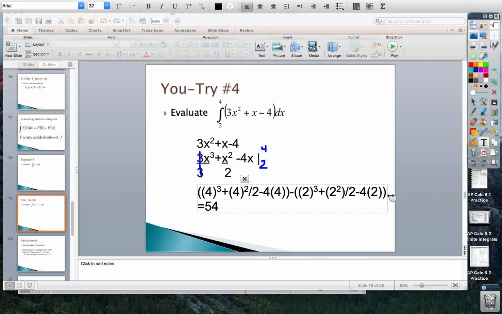So do yourself a favor. Look at how I separated this and this with a subtraction sign and multiple parentheses. This left hand side is going to turn out to be 56 minus 2, and that's how we're going to get our negative 54.